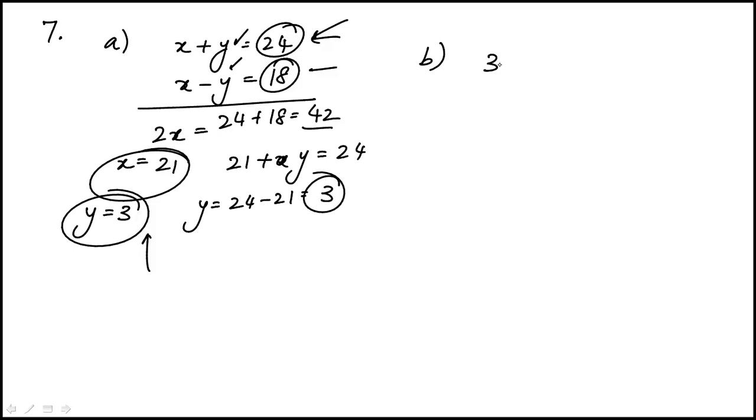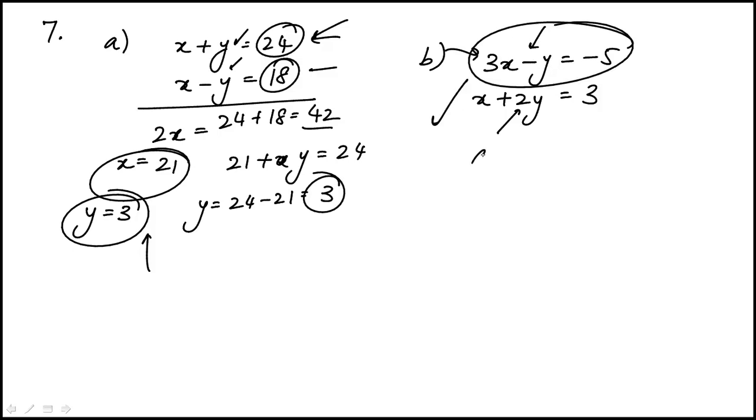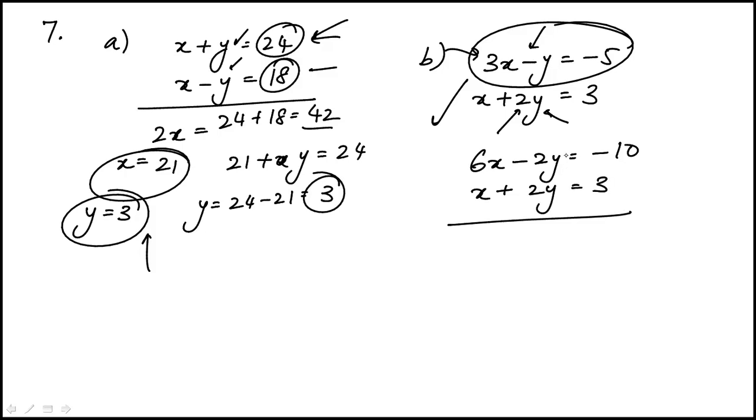B is 3x minus y equal to minus 5, and x plus 2y equal to 3. So I need to somehow combine these so I can eliminate one of the variables and solve for the other. I have a minus y here and a plus 2y, but if I add them, I don't eliminate the y term. So I'm going to double the first equation, which becomes 6x minus 2y equal to minus 10. Keep the second equation the way it is. Now if I add them, the y terms will drop out.